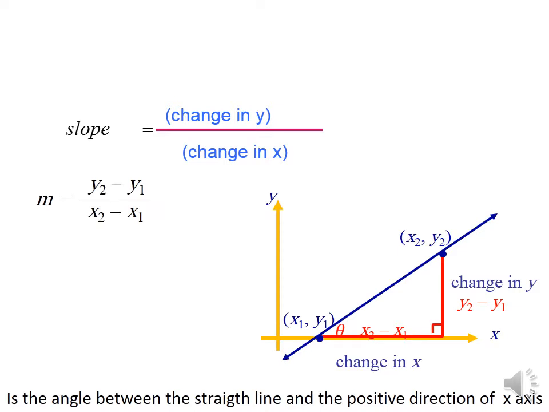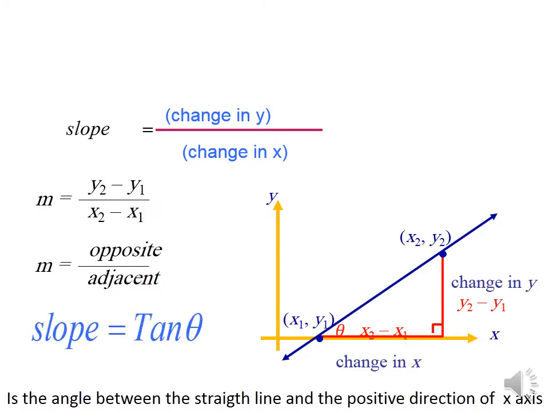Let's go to the graph. Here we have the straight line. If we consider the angle between the straight line and the x-axis to be theta, here we have the length of the opposite side equal to y2 minus y1 over the length of the adjacent side, x2 minus x1. So change in y over change in x represents the opposite side over the adjacent side for angle theta. Now the ratio between opposite and adjacent is tan theta.